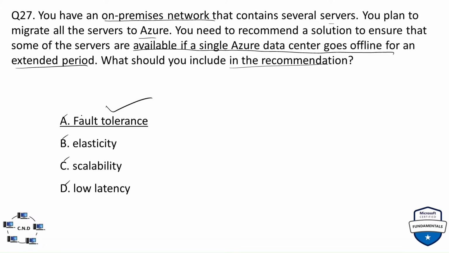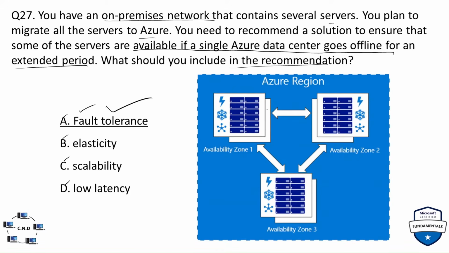As the name indicates, if you have a fault inside one of your servers or resources, the fault should be tolerated and the user should still be able to use the application or resources without any outage. So how is that? Let's suppose this is our Microsoft Azure cloud region. This is a physical location. Inside the region, there are multiple availability zones. Let's suppose we have availability zone 1, availability zone 2, and availability zone 3.